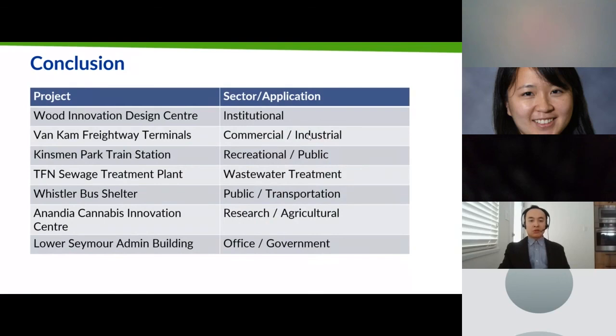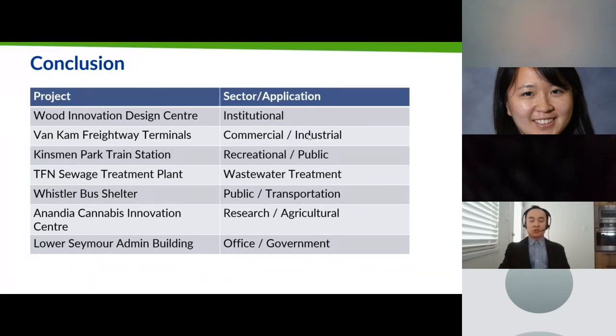So to recap, we walked through a bit of our AE journey of mass timber projects, and we did a lot of different types of projects. They are very diverse. We started with the Wood Innovation Design Center, which is an institutional building. We then did some freightway terminals, a more industrial application, and then we did a miniature train station, which I would call a recreational structure. And then we did a wastewater treatment plant, which is also a post-disaster building.